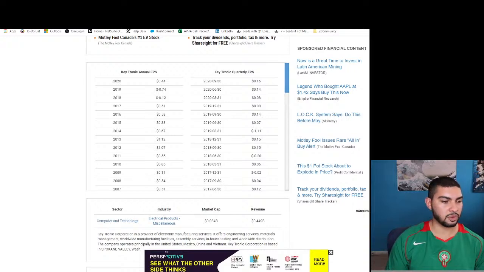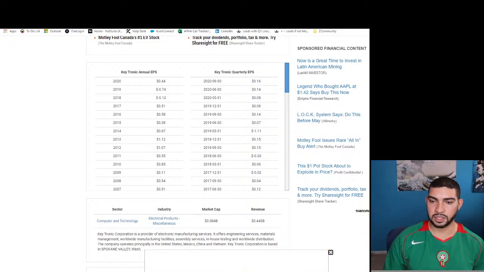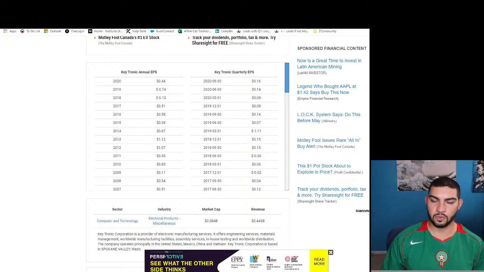0.38, 0.67, 1.12, 1.07, 0.55, and 0.85. Average growth 25.47%, but the thing is I'm seeing some negative numbers in there, hinting to some sharp decreases already. But for the sake of the actual factor itself, for KTCC, we're going to be putting a yes for EPS over 10% per year in terms of annual growth.